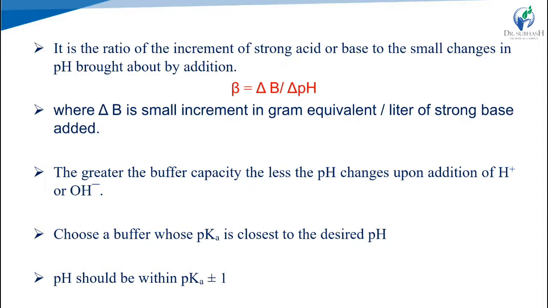So we can say, choose a buffer whose pK, the ionization constant, is close to the desired pH. So the pH should be within pK plus or minus 1.